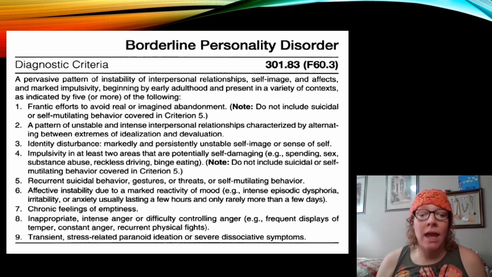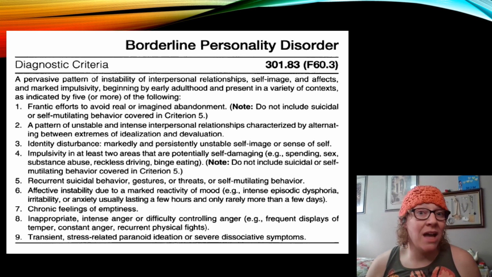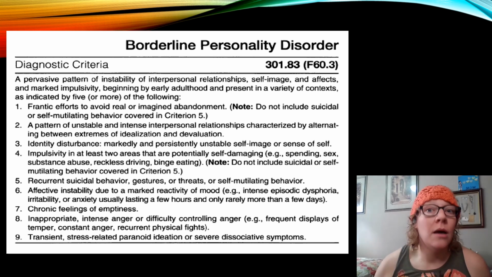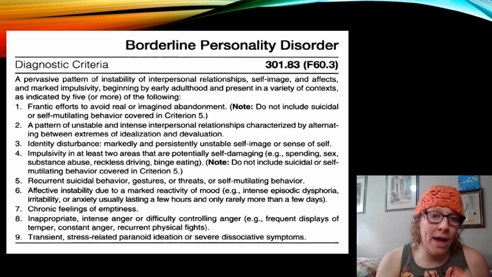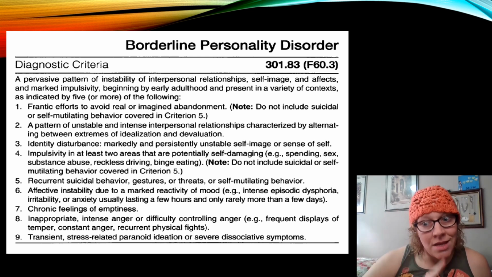Number 8, inappropriate, intense anger, or difficulty controlling anger. Frequent displays of temper, constant anger, recurrent physical fights. I had a lot of trouble with this symptom when I was diagnosed with borderline personality disorder, because I am a pacifist and I am nonviolent and I am not an angry person, but I realized that I do have inappropriate, intense anger and difficulty controlling my anger. I just didn't have it outwardly.